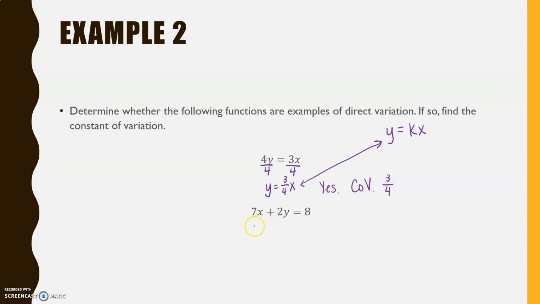Here, if I try to get y by itself, I'm going to subtract 7x from both sides.